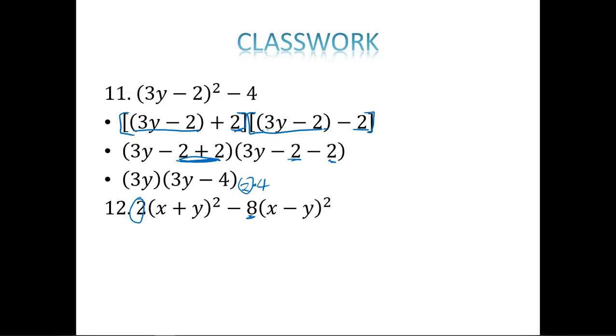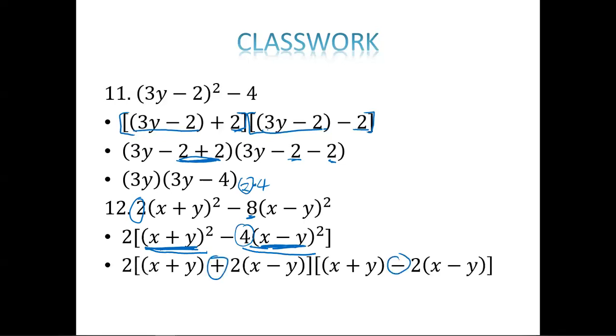Once I've taken out the 2, if you are not aware, you might be fooled into thinking that this is not a difference of 2 squares. It is a difference of 2 squares. It's just that this whole thing is squared, and that whole thing is also squared. And the factors of 4 will be 2 and 2. But the factors of this whole bracket here will just be x plus y, and the factors of this whole bracket here will be x minus 2. And obviously, you just put plus and minus in between, which is a difference of 2 squares.